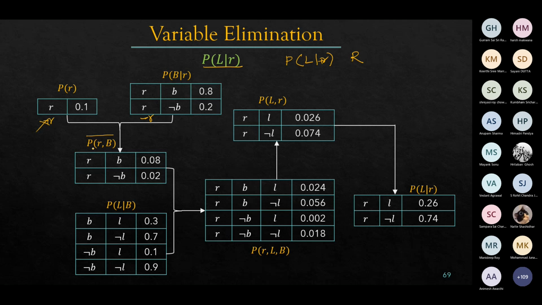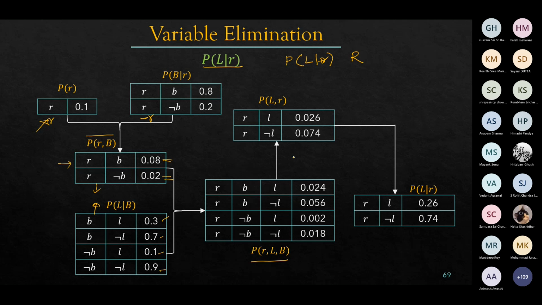We'll get the joint distribution of probability positive R and B value, and this is the kind of matrix that we are getting here. Now we'll perform a join operation on this and probability of L given B. If you do that, what will we get? We'll get this multiplied with this, and this multiplied with this. And finally, we get the joint probability of L, R, B.